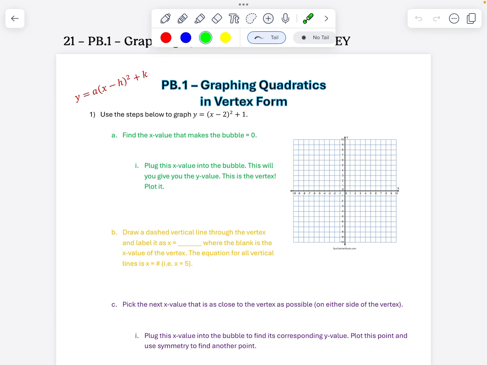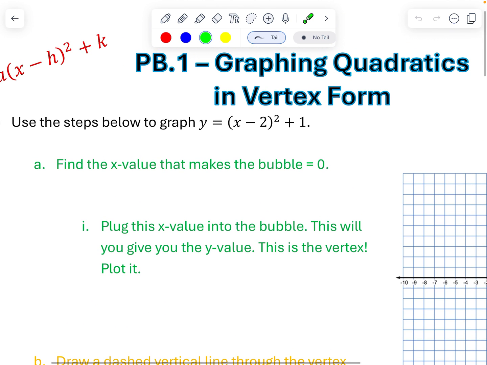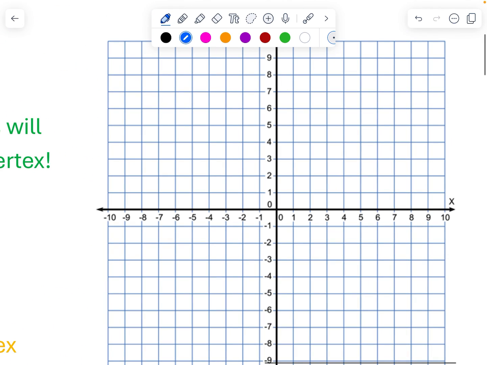So first, we're going to find the x value that makes this bubble equal 0, and that is x equals 2. And then you plug that x value in, and that will give you a y value. That's how you always find y values. So if you plug in 2 here, you get 0, and 0 squared is 0, and so you'll always just get this number here. So you don't actually have to plug this x value in the future. You should just know that you're going to get the point (2, 1). And so we plot that over here, (2, 1), and that is our vertex right away.